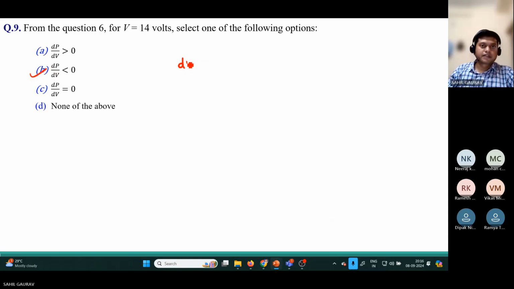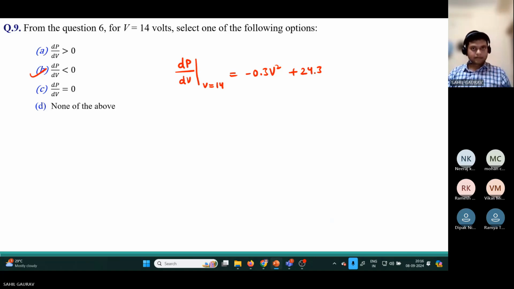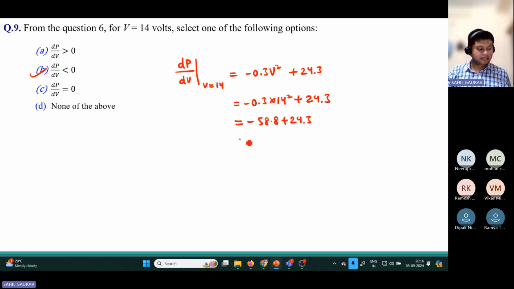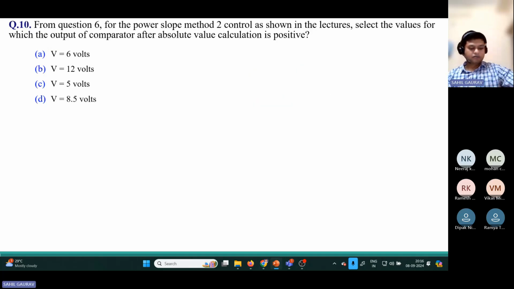You can also see it is beyond the MPP point. You can also find it numerically. So V equal to 14: it will be minus 0.3 V square plus 24.3. So it will be minus 0.3 into 14 square plus 24.3, which is minus 58.8 plus 24.3. So it is less than 0. So its value is negative. Now come to the next problem.